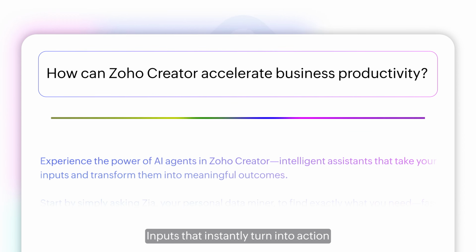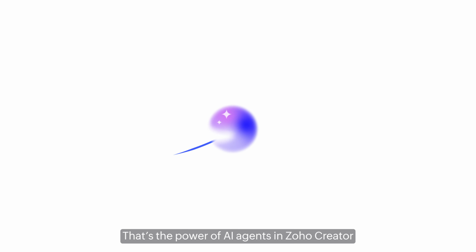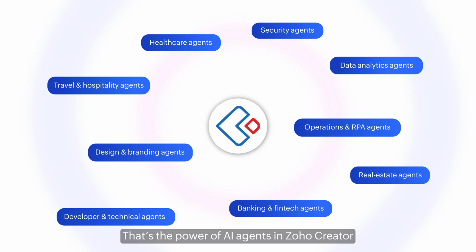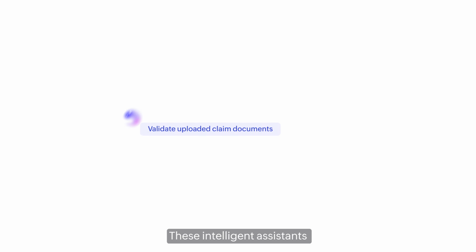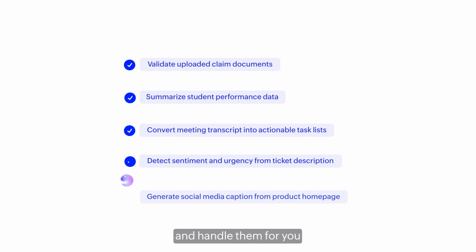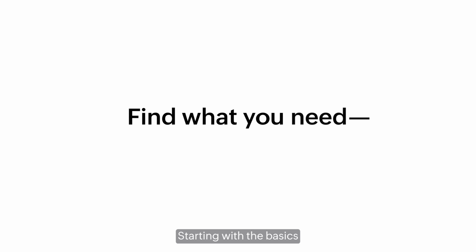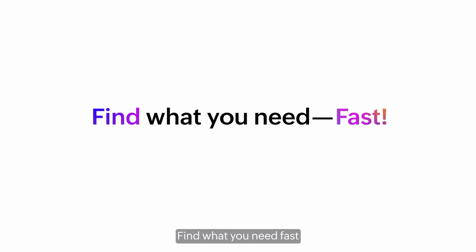Inputs that instantly turn into action. That's the power of AI agents in Zoho Creator. These intelligent assistants take tasks off your plate and handle them for you. Starting with the basics, find what you need fast.